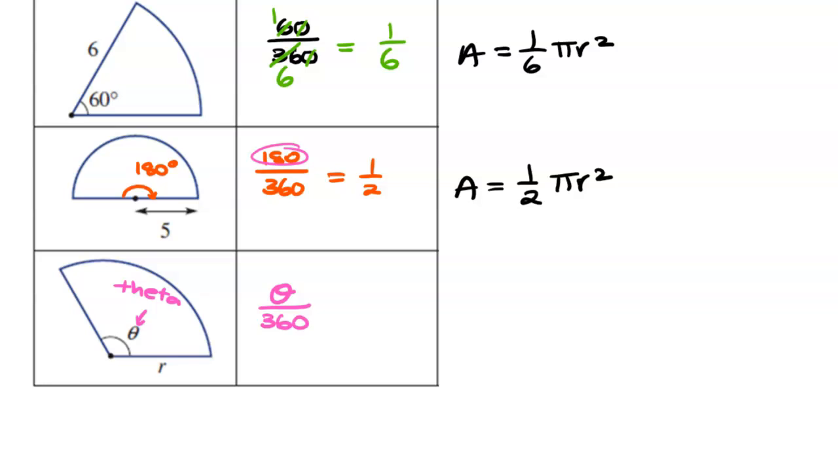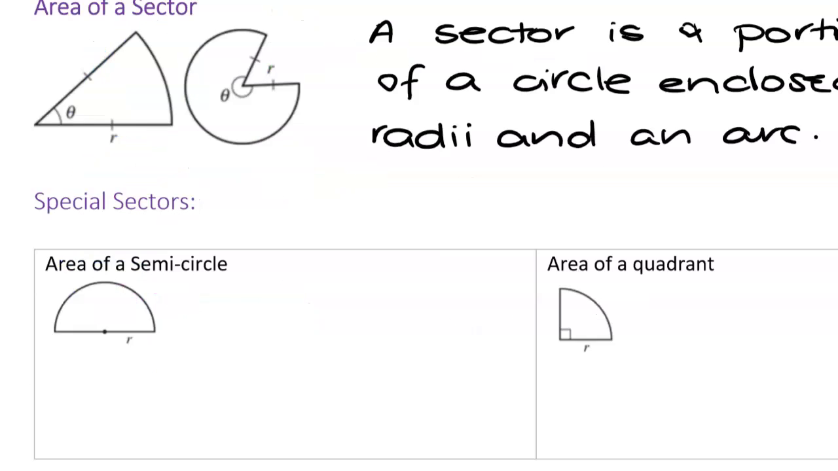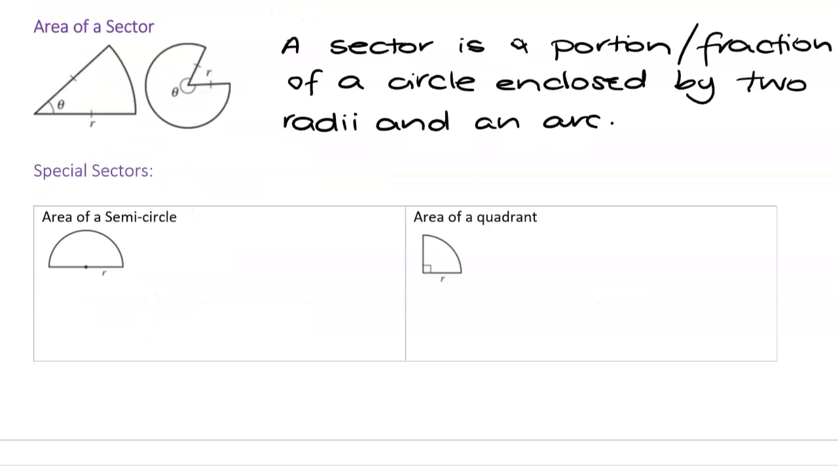So that means for any sector we find in the world, all we need to do is whatever that angle is, divided by 360, and like we did before, we'll probably cancel that nice fraction down, if we can, and then multiply it by pi r squared. So going back to what we had before, that means the area of a sector is going to equal the angle over 360 times pi r squared.